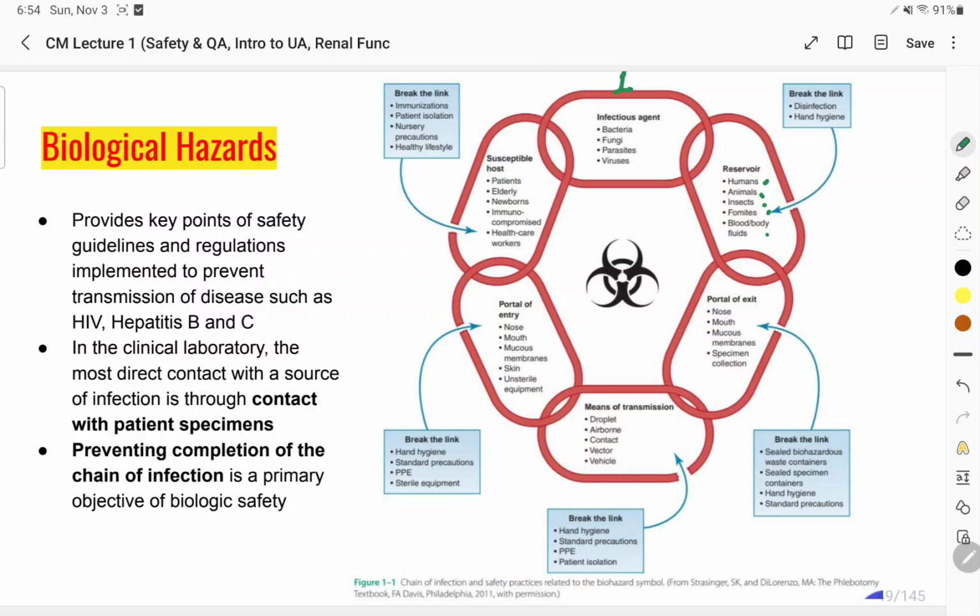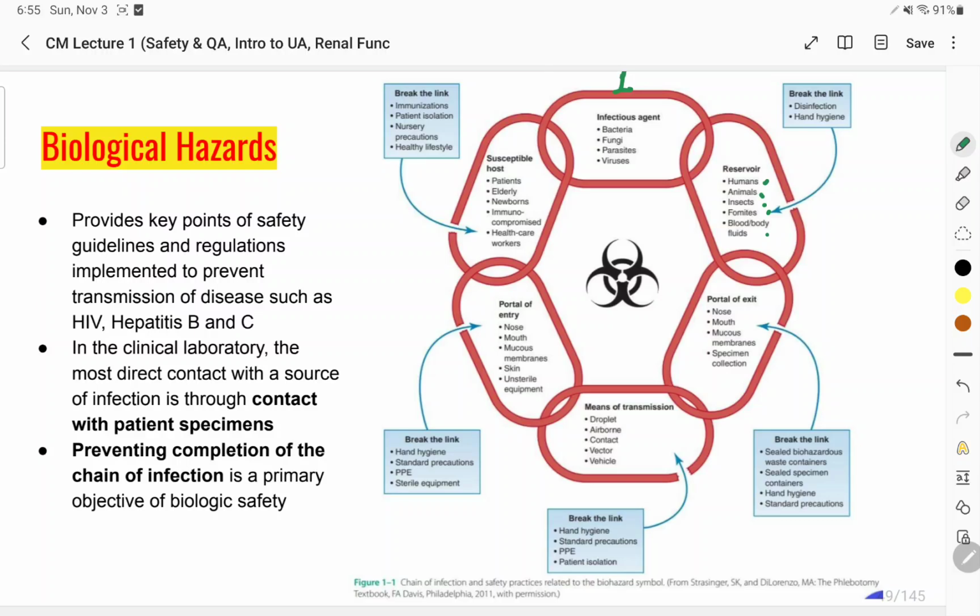So, and other than that, it could be via vector. Okay? For example, the reservoir is an insect. What example can we give? For example, your dengue. Right? Your dengue, what is its vector? It's your mosquito. Right? So it can be a mosquito. So it can cause dengue. So it can transmit from one person to another.